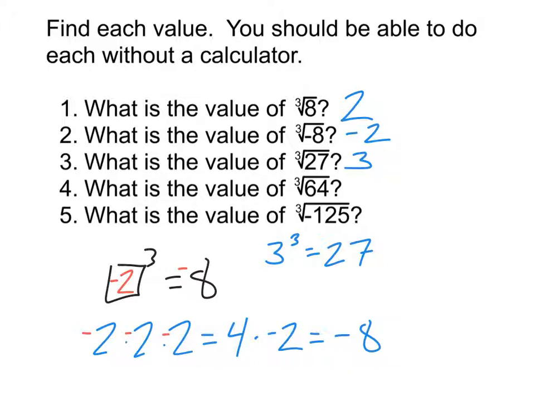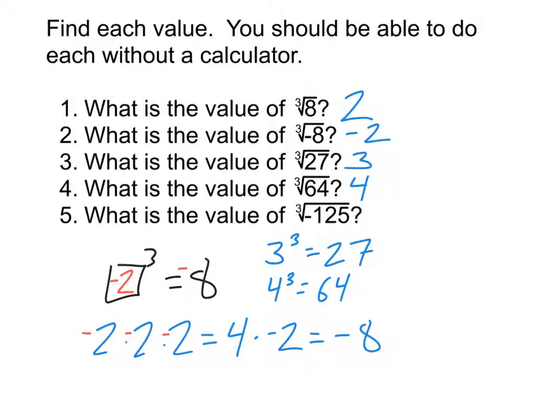All right. For 64, I would guess 4 here. So now I'm going to check that. What is 4 cubed going to equal? Well, that's going to be 4 times 4, which is 16. Is 16 times 4, does that equal 64? Yeah, it does. And so since 4 cubed equals 64, that means that the cube root of 64 here is going to be 4.